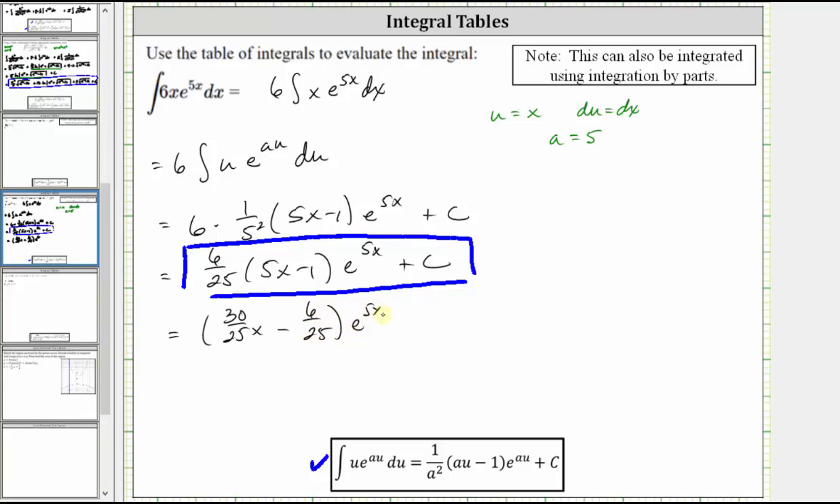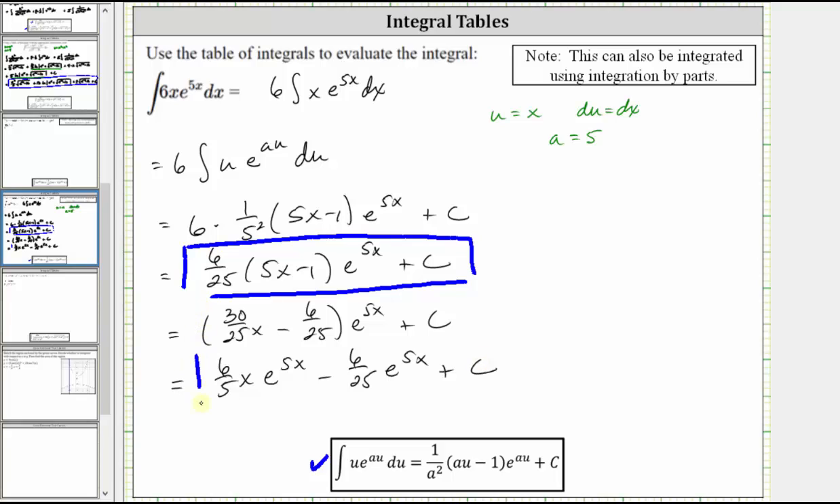to the power of 5x plus c. And now let's go ahead and distribute e to the power of 5x and simplify 30/25 x. 30/25 simplifies to 6/5, giving us 6/5 x times e to the power of 5x minus 6/25 e to the power of 5x plus c.